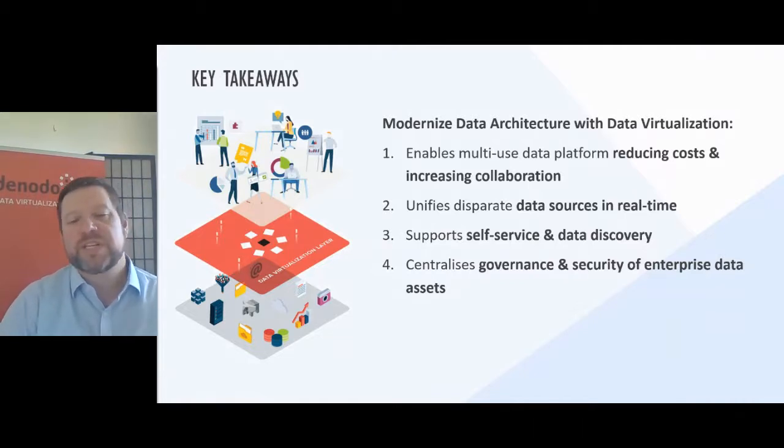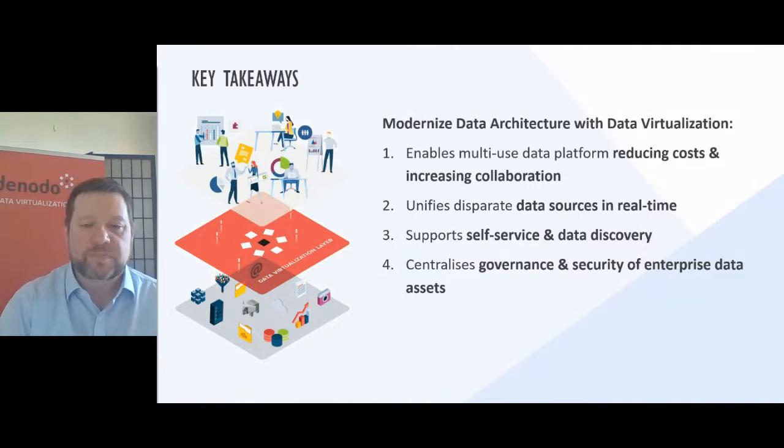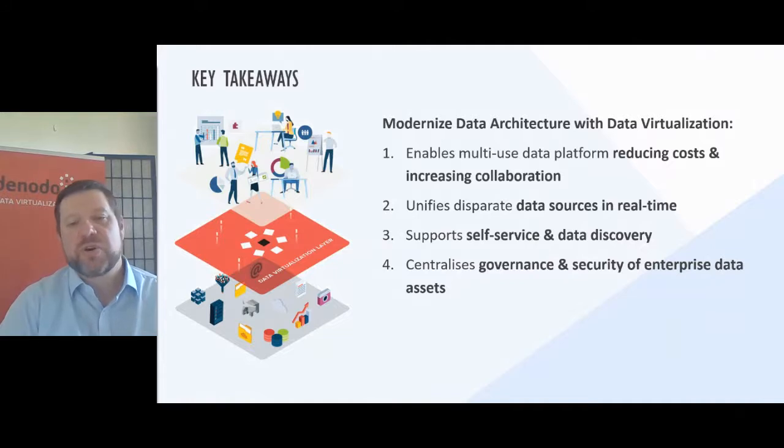Supporting self-service and data discovery by centralizing all of the metadata and providing that out through a user-friendly data catalog, which is also now centralizing the governance, the common understanding, the security of the enterprise data assets.